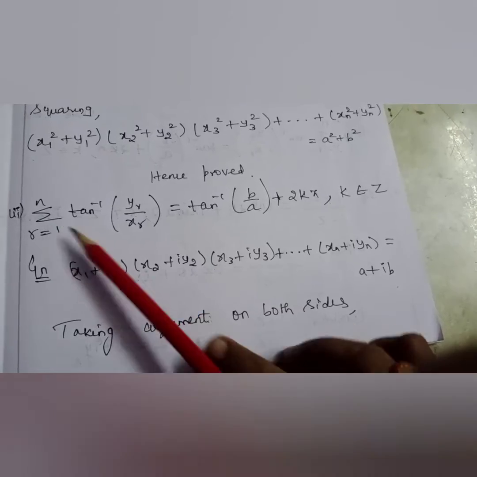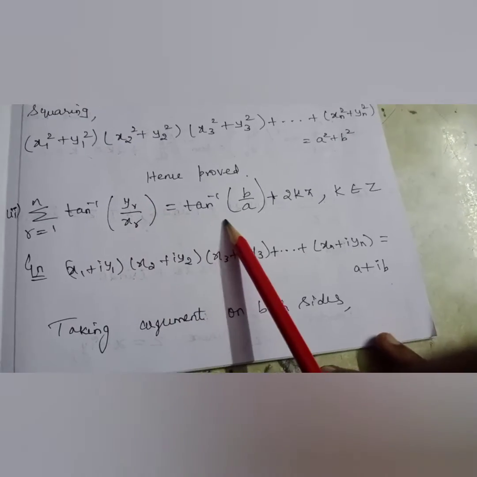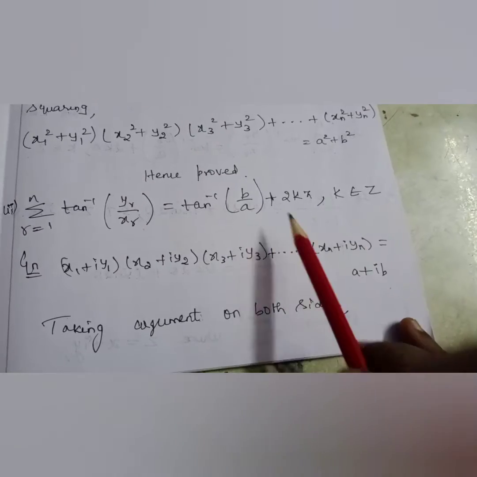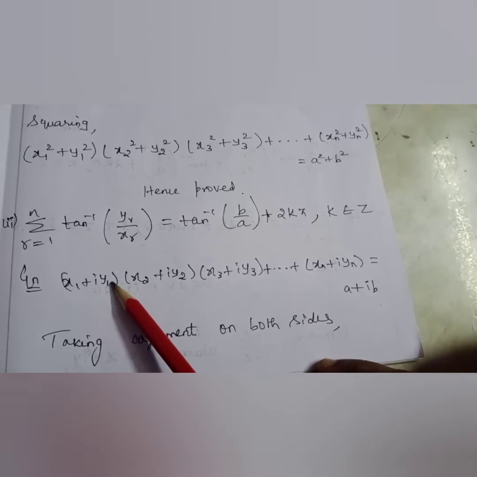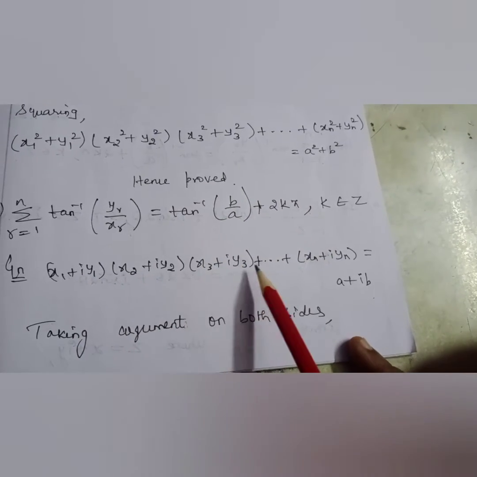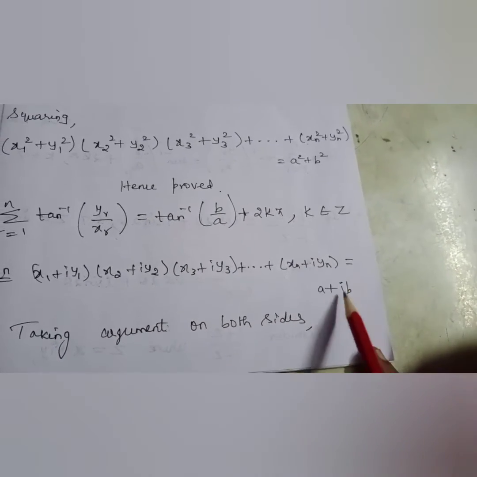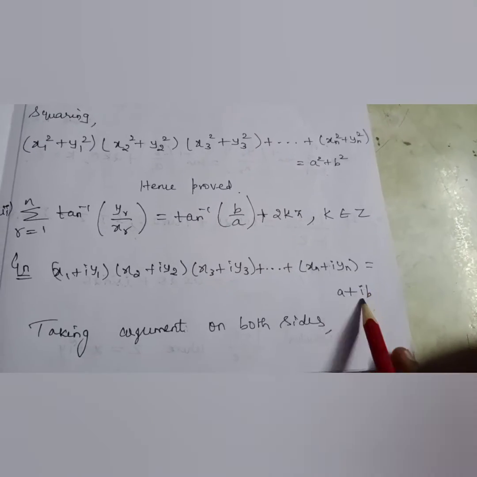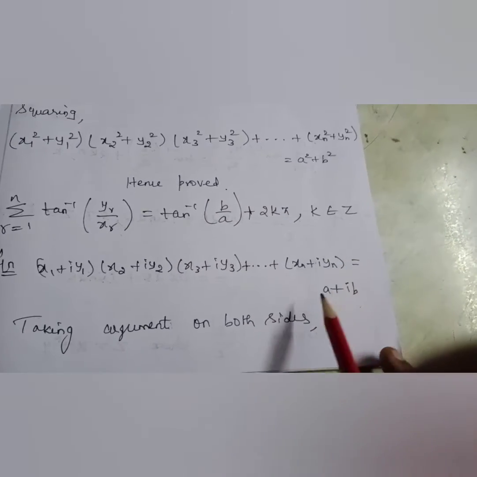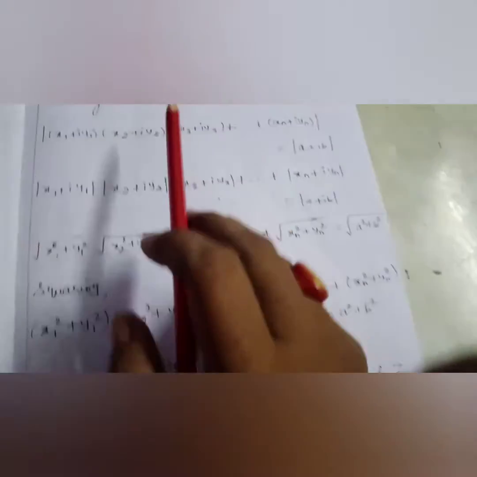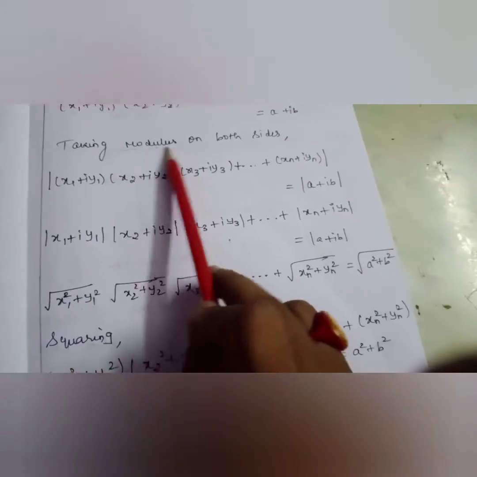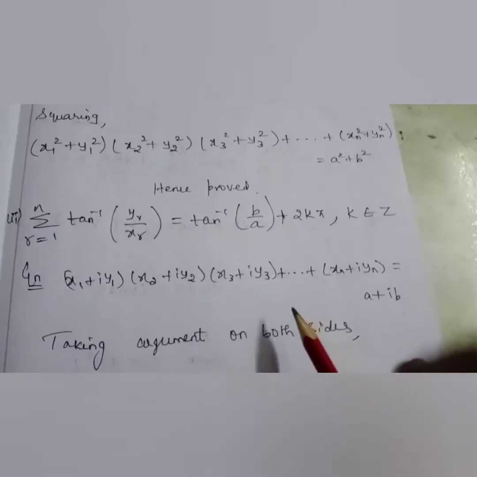Summation r equal to 1 to n tan inverse of yr by xr is equal to tan inverse of b by a plus 2k pi, where k belongs to Z. Now given x1 plus iy1, x2 plus iy2, x3 plus iy3, etc., up to xn plus iyn is equal to a plus ib. So this is the common hint given for both the subdivisions, so we have written that. Now we are going to take argument on both sides. Here what we did in the first subdivision, we were taking modulus on both sides, and here we are taking argument on both sides.